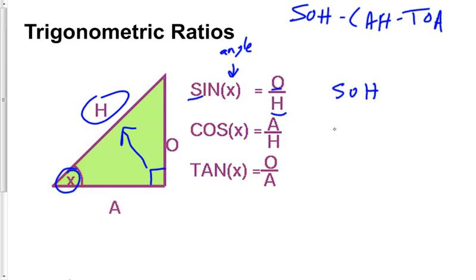The cosine, or the CAH, would be cosine is adjacent over hypotenuse. H is still hypotenuse. A is the adjacent side. It's the other side that's touching this angle that's not the hypotenuse. And our tangent ratio is the TOA. Tangent is equal to opposite over adjacent. So tangent of this angle would be the opposite side over the adjacent side. Opposite over adjacent. All right? And we can use these ratios to find a missing angle measure or to find a missing side length.